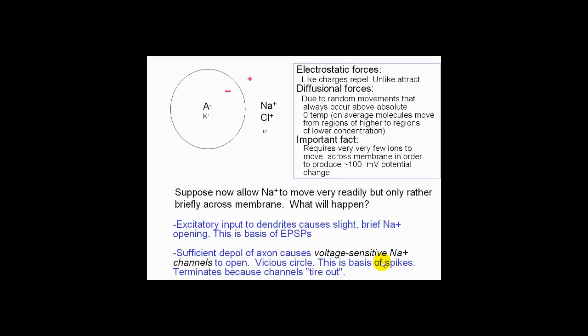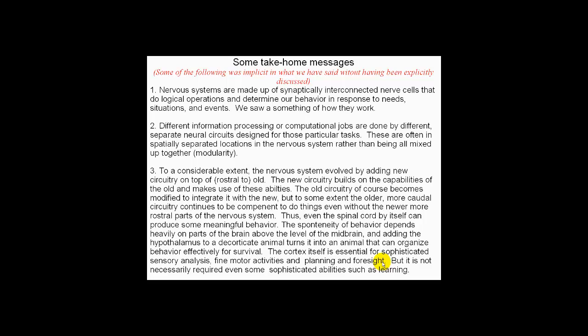Okay, so we now know the basis for resting potential, EPSPs, and spikes. We're not going to talk about the details for inhibition, but it's a similar kind of story. Okay, that's all you need to know about this physical chemistry of producing these membrane potentials. I just wanted to take some of the magic out of it.